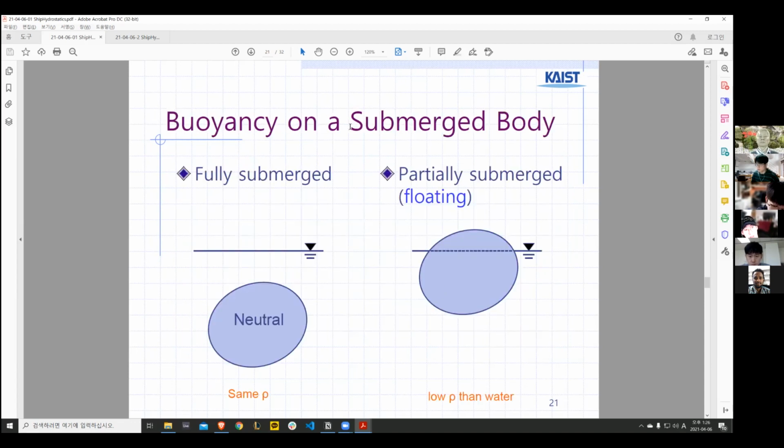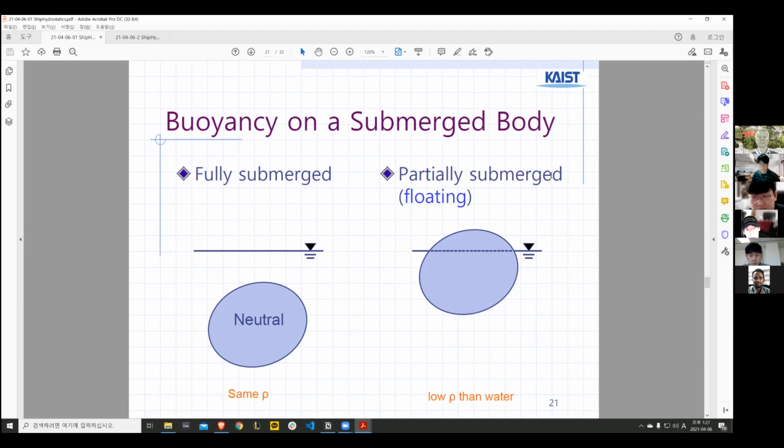And this is buoyancy of a submerged body. If fully submerged and in equilibrium, it means this volume is submerged and in its equilibrium. In this object, the mass is this object's volume multiplied by rho, and the buoyancy is this volume of water multiplied by rho of water. So it means this object has the same rho as water.